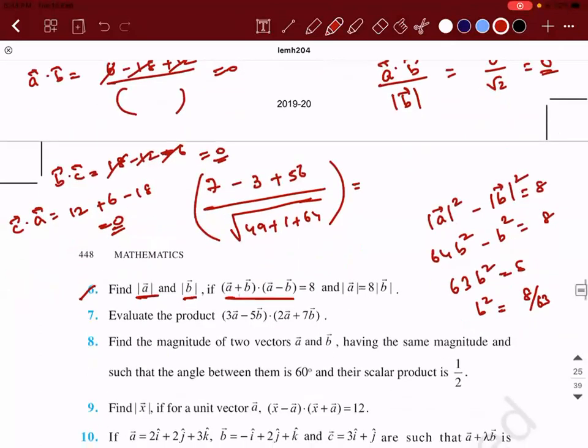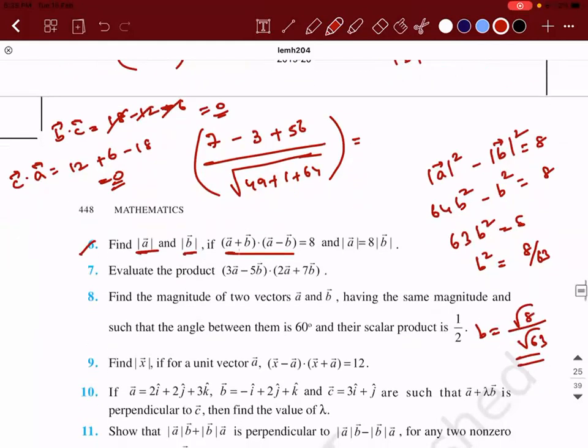So B square is equal to 8 by 63. Then how much will B be? Root 8 divided by root 63. Then can you find A now? A will be 8 root 8 divided by root 63.